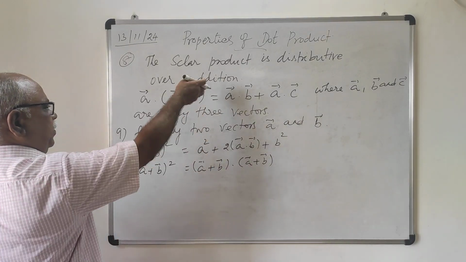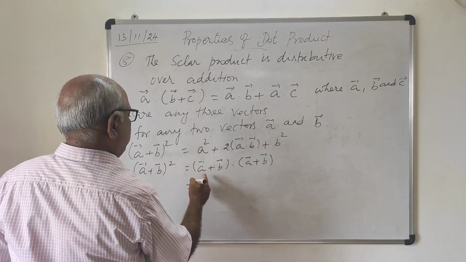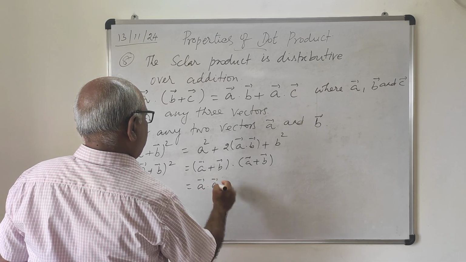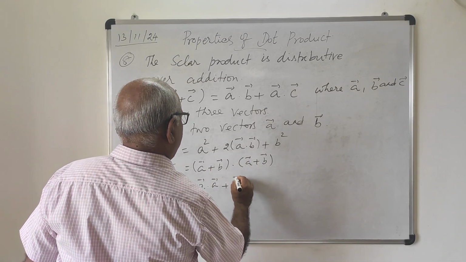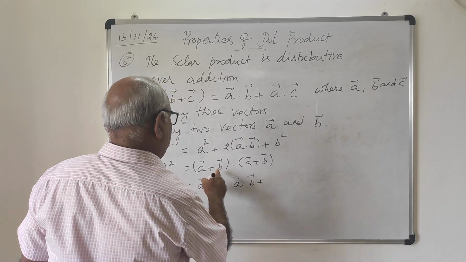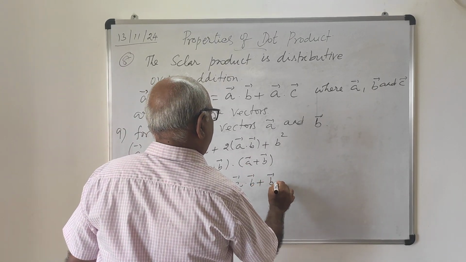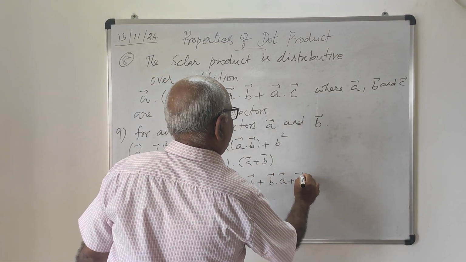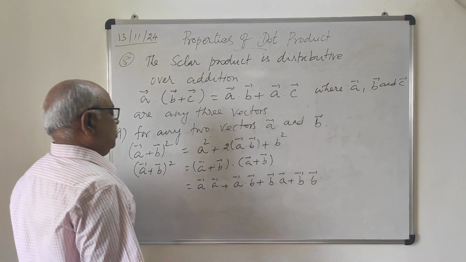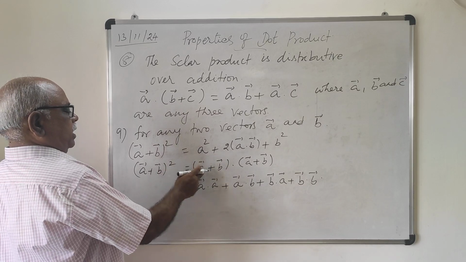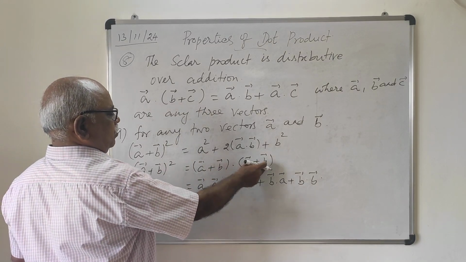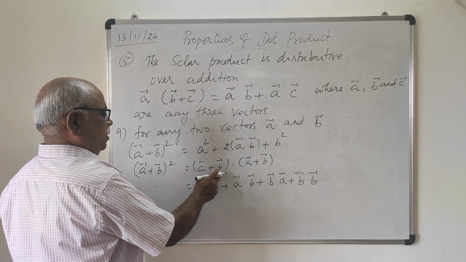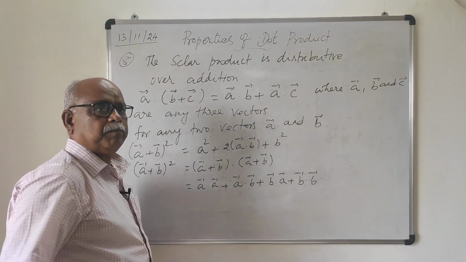You know dot product is distributive. According to our previous law, a should be operated with a dot a plus a dot b. Similarly, b dot a plus b dot b. So (a plus b) whole square is nothing but (a vector plus b vector) dot (a vector plus b vector). That is, by distributive law, a dot a plus a dot b plus b dot a plus b dot b. That's our idea.